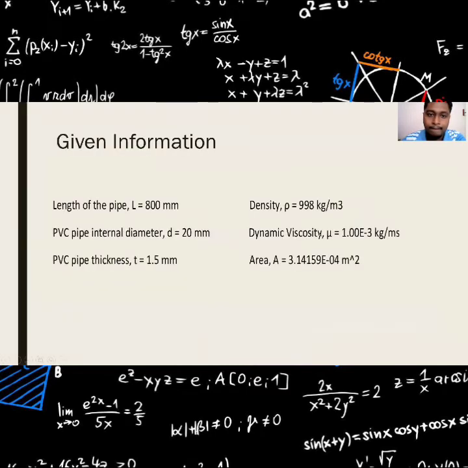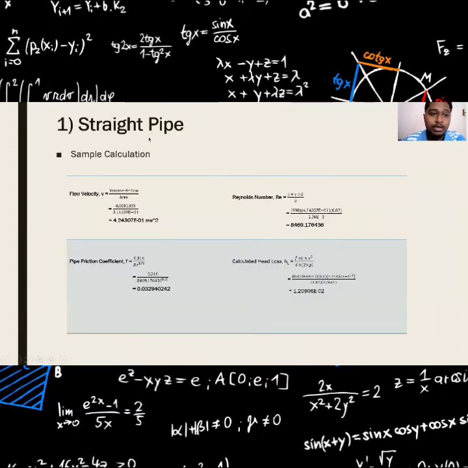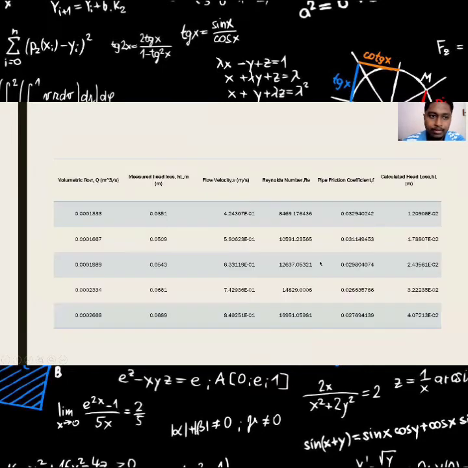Today I'm going to present the results for the experiment. The given information is the length of the pipe, the internal diameter, thickness of the pipe, the density, the dynamic viscosity, and the area. For the first experiment, which involves a straight pipe, the sample calculation is as follows. The flow velocity is calculated using this formula, the Reynolds number using this formula, pipe friction using this formula, and calculated head loss using this formula. And this is the final result as in the table.